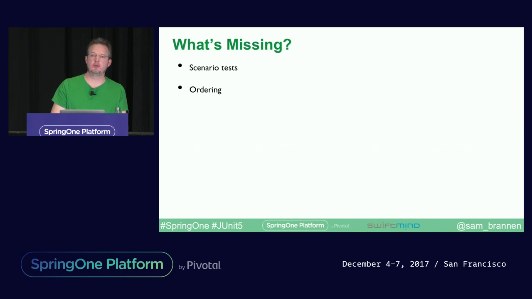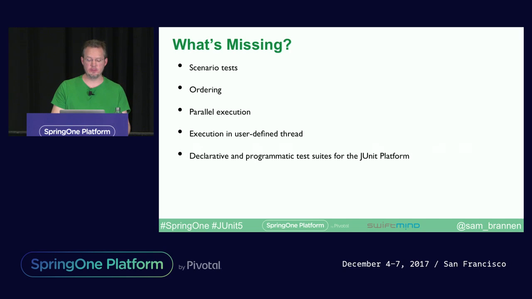Another feature that's missing: you can't currently order the methods or change the order in which they're executed. Parallel execution is something we're going to look into, and also execution in user-defined threads. These are some more advanced use cases that we just didn't have time to get in for the 5.0 release, but we're working on some of them in 5.1, and some will probably come in 5.2 as well.